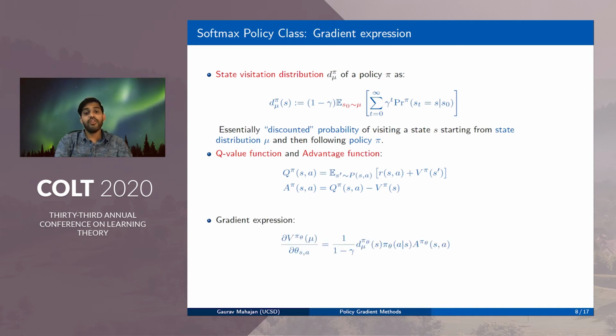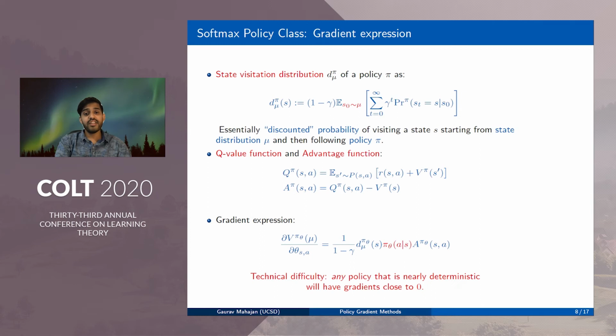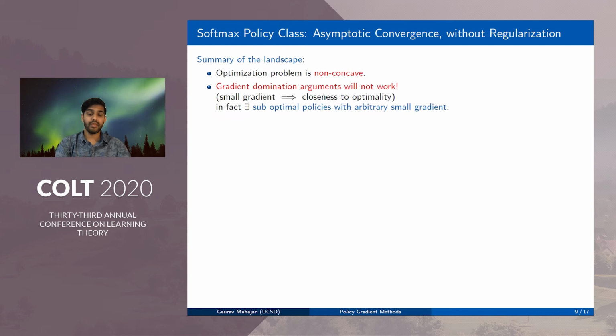With this, we observe that the gradient of the value function with respect to the parameter for state S and action A has a term for discounted probability of visiting state S, advantage of taking action A in state S, but there is also a term for probability of taking action A in state S. And this is troublesome because any policy that is nearly deterministic will have gradients close to zero. So let's summarize the optimization landscape. The objective function is non-concave. The standard techniques in non-concave optimization, gradient domination arguments, will not help us here because these arguments are usually of the form small gradient implies closeness to optimality.